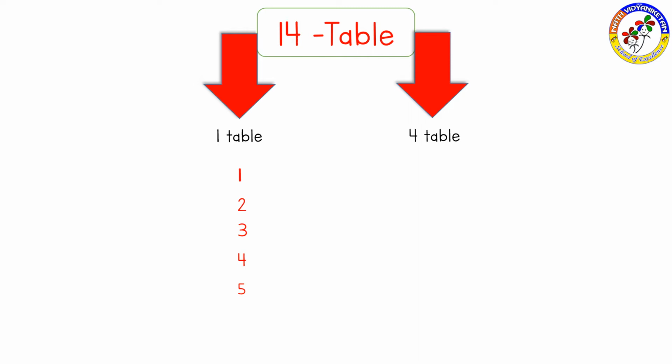So write 4 table. 4 ones are 4. 4 twos are 8. 4 threes are 12. 4 fours are 16. 4 fives are 20. Now let us compare this. 1 4 that is 14. 2 8 that is 28.